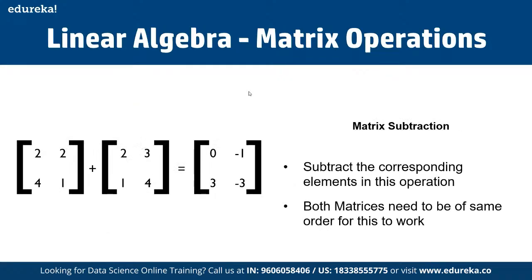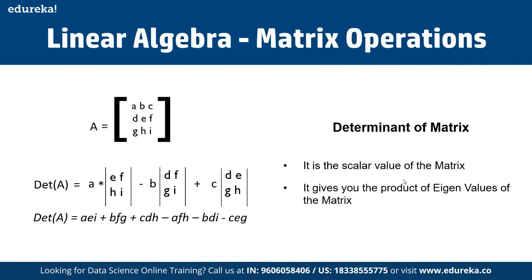All right, next we have the determinant of a matrix. The determinant of a matrix is a value of the matrix. Specifically, it tells us the scalar of a matrix. The determinant gives us the product of the values in the matrix. We can find the determinant by using this operation here, like we have A multiplied by E, F and H, I.